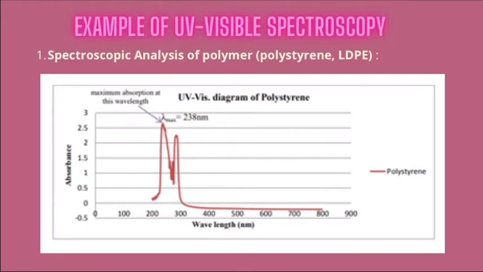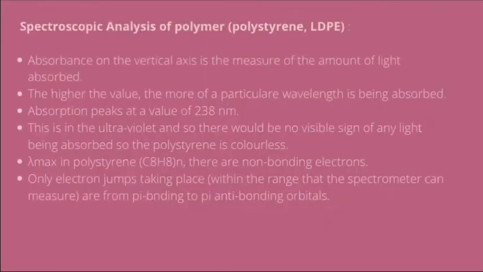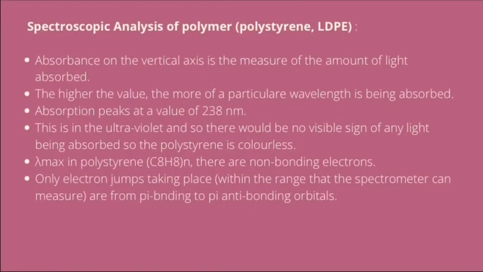The symbol on the graph is lambda max. In polystyrene, there are no non-bonding electrons. This means that the only electron jumps taking place within the range that the spectrometer can measure are from pi bonding to pi antibonding orbitals. Here is the explanation for the UV-visible that I have explained just now.